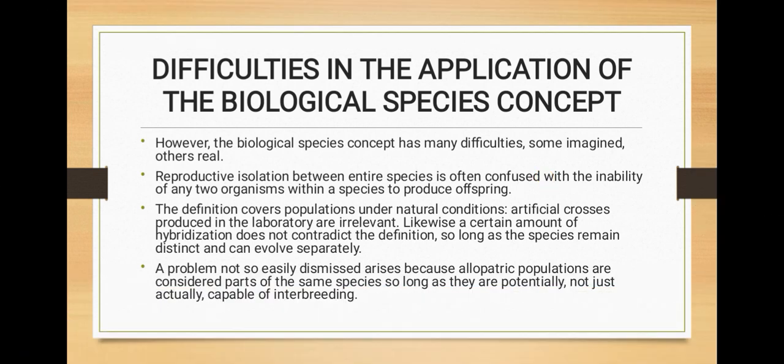However, the biological species concept has many difficulties, some imagined, others real. Reproductive isolation between entire species is often confused with the inability of two organisms within a species to produce offspring. The definition covers populations under natural conditions. Artificial crosses produced in the laboratory are irrelevant. Likewise, a certain amount of hybridization does not contradict the definition, so long as the species remain distinct and can evolve separately.